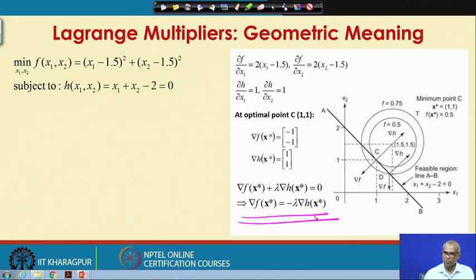So, the gradient vector is (minus 1, minus 1) and the constraint vector is (1, 1). So, the gradient vector and constraint vector lie on the same line. We know the gradient vector directs to the point of increasing function. So, this is the direction of the gradient vector. So, the constraint vector is directing in the opposite direction and they are on the same line.